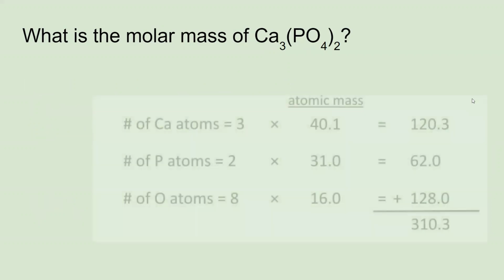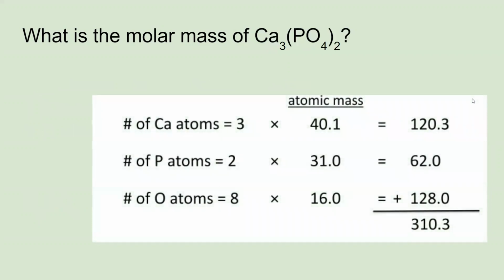All righty. Okay, for this one, we had calcium. There are 3 of them, so we're going to multiply each calcium by 3. So that'll give me 40.1 times 3 gives me 120.3. And then we have our phosphorus. We got 2 of them, and there are 31 grams for each of those. So that's 62. There's a lot of oxygen. We have 4 times 2 is 8. So 8 times 16 is 128.